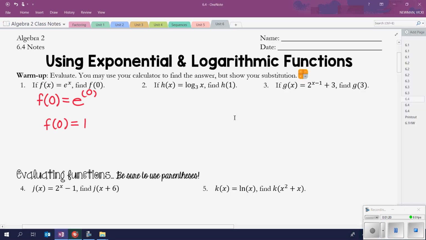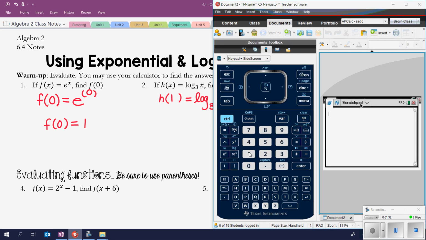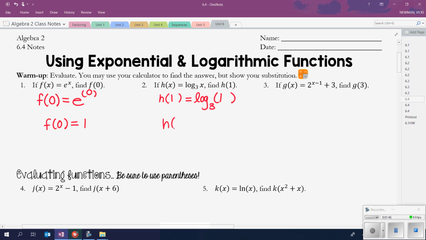Now, h of 1. So h, remove the x, equals log base 3, remove the x, in its place put a 1. Going to the calculator, just getting used to these buttons, you press Control and then the button with the 10 on it. We've got a base of 3, and we're plugging in 1. We get 0. So h of 1 equals 0.